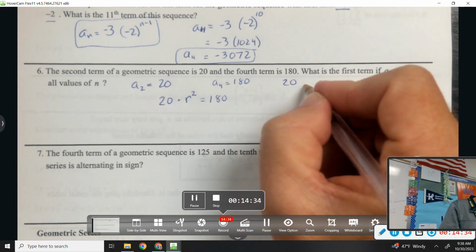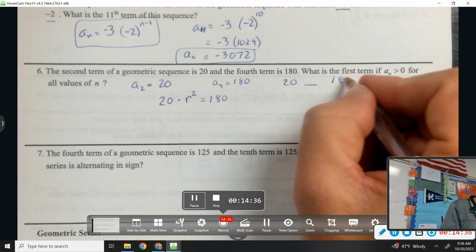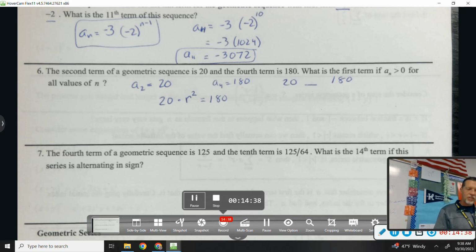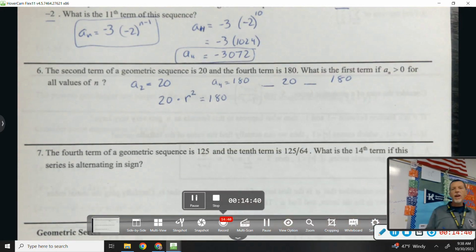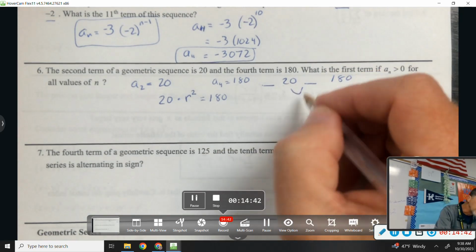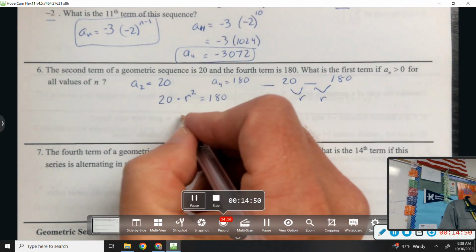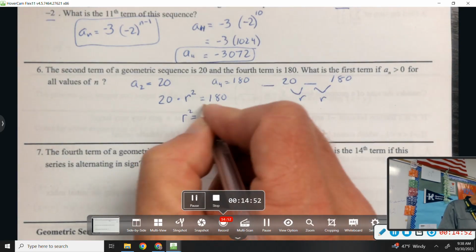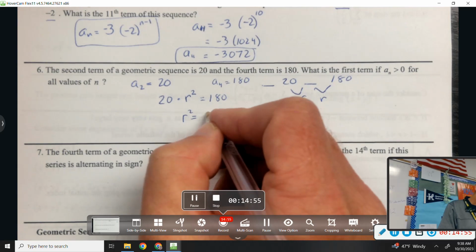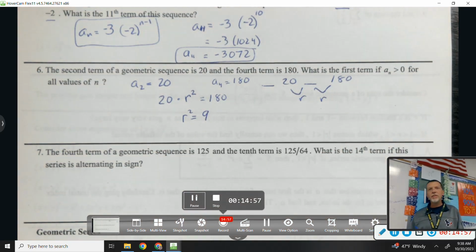If it helps. Right? There's the second term and the fourth term. So I need to multiply by r twice. Here's the kind of the picture of what's going on. 20 times r squared lands me at 180. So r squared equals 9. Oh, that was nice of them.